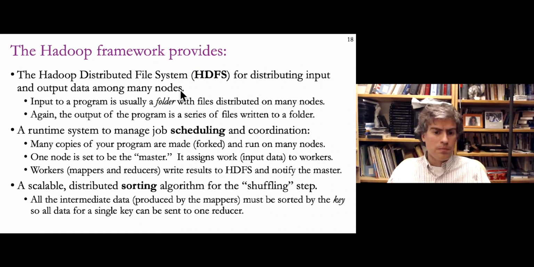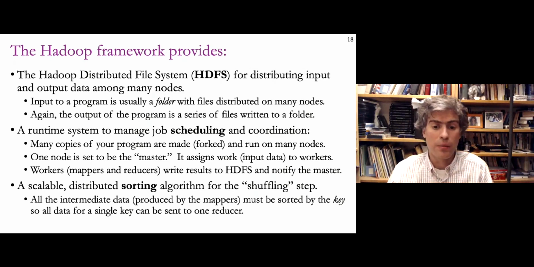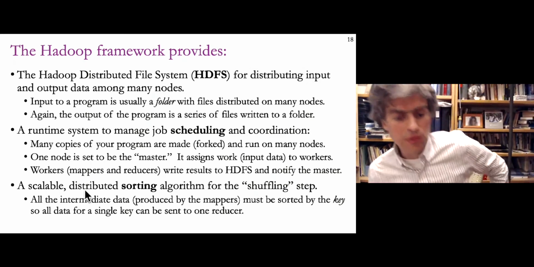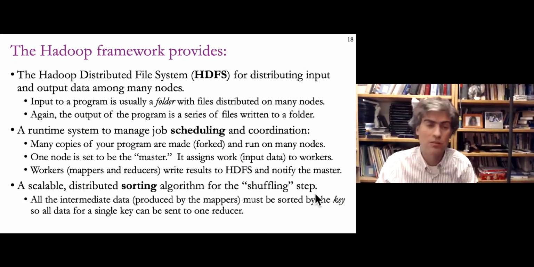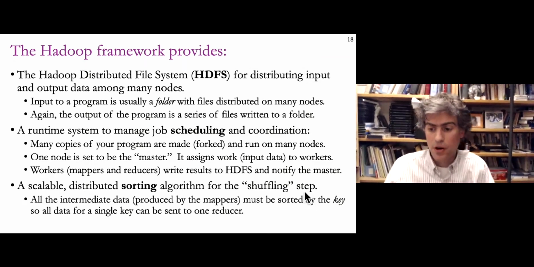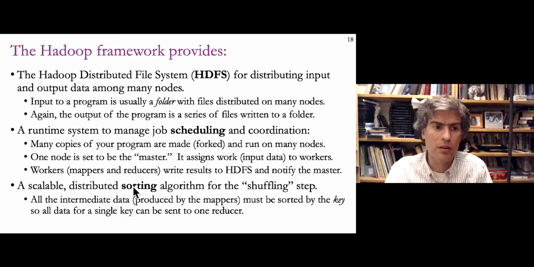Okay, so just to repeat some of what I've said, what the Hadoop framework provides is first this Hadoop distributed file system. Secondly, it has a runtime system that does job scheduling and coordination. So it determines how to make use of a cluster of nodes, like which mappers run where, which reducers run where. It also has a scalable distributed sorting algorithm for doing that shuffling step, which is a very important part of the system. It's kind of the most interesting part of the MapReduce process.